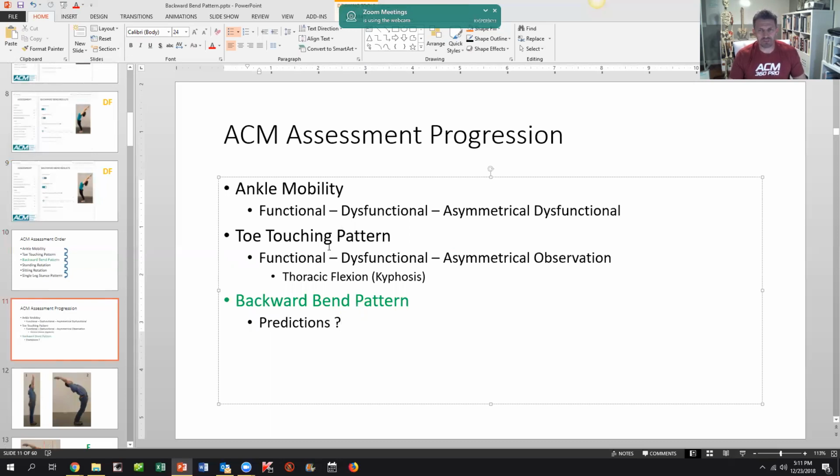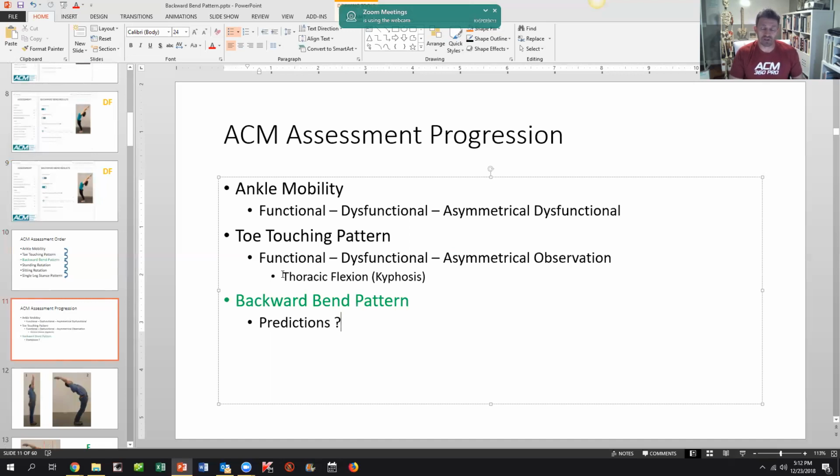On the toe touching pattern, we'll talk a little bit more about this later in some slides. If someone has excessive thoracic kyphosis, we mentioned this in the toe touching pattern, you might assume that they may have a very difficult time getting thoracic extension. Don't just assume that that's the case. Just keep an eye on it, because I've seen a lot of people with really excessive thoracic kyphosis have tremendous extension abilities and rotational abilities in the thoracic back.